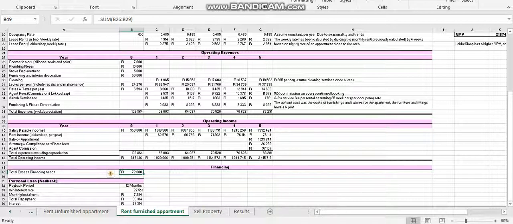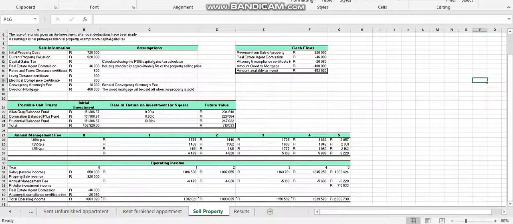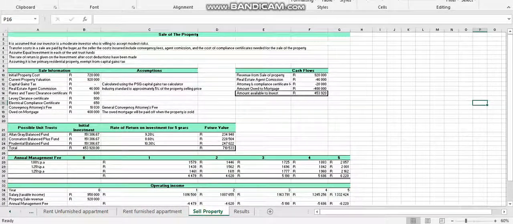The final option was to sell the property and invest. With this, it is assumed that our investor is a moderate investor who is willing to accept moderate risks. It was found that the transfer costs in a sale are paid by the buyer. As the seller, the costs incurred include only conveyancing fees, agent commission, and the costs of compliance certificates needed for the sale of the property.